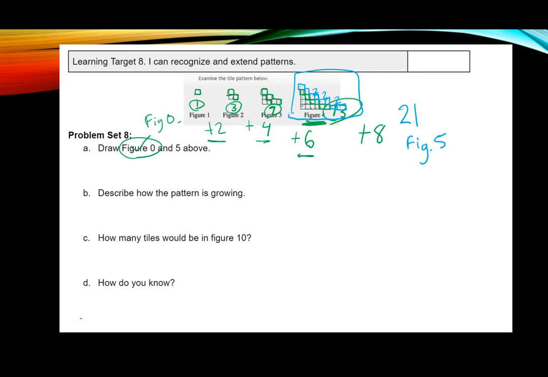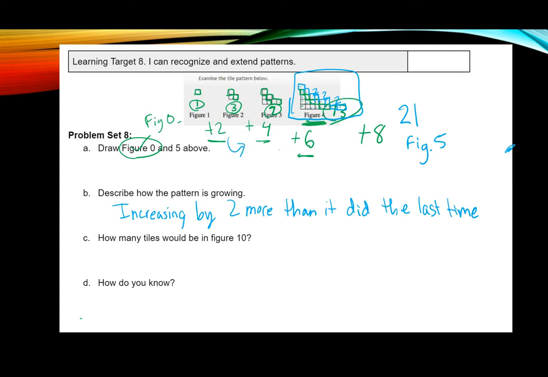And here's our picture. It would take me forever to draw all those out. Describe how the pattern is growing: increasing by 2 more than it did the last time. And that last part is so important to put in here, I think, because if we said increasing by 2, well, that wouldn't be accurate because we're going from 3 to 7 and from 7 to 13. We're increasing by a lot more than that, but we are increasing by 2 more than we did previously. How many tiles would there be in figure 10?